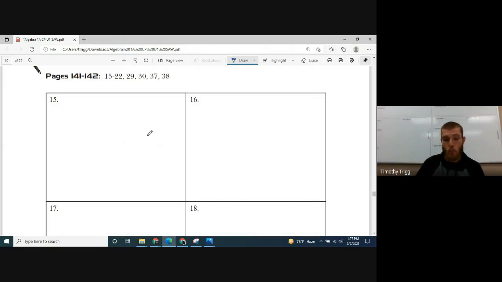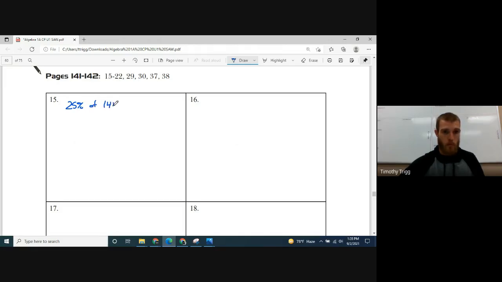So page 141 and 142. So go in your textbook and go to those pages, 141, 142. And we're going to start with problem number 15 here. So problem number 15, you can see find each part. So it says, what is 25% of 144?